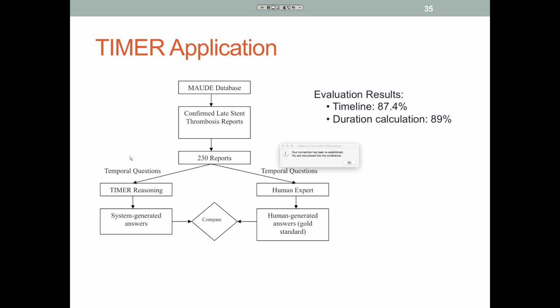And then we manually created a set of gold standards, not only for the annotation, but also for the answers of different time-related questions. And then we call different queries of the timbre reasoner, and then we answer the same set of questions. And then we do some comparison. So you can see the evaluation results for the timeline sorting. The accuracy is about 87%, and for the duration calculation is about 89%.